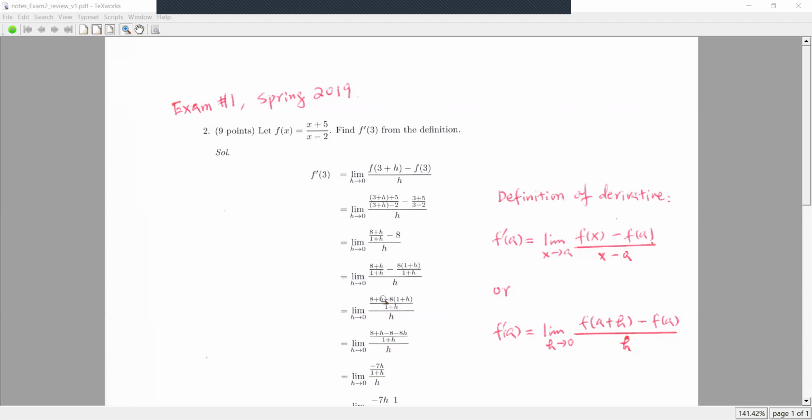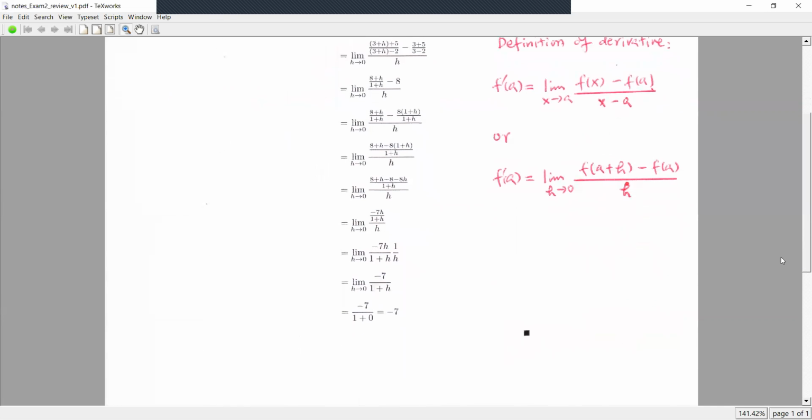Now, distribute the negative sign, negative 8 to 1 and to h. Then I have this equation. Cancel the number 8, and h minus 8 times h is negative 7 times h. Then I have this equation. Then write this quotient as this quotient times 1 over h. Cancel h, then I have this equation.